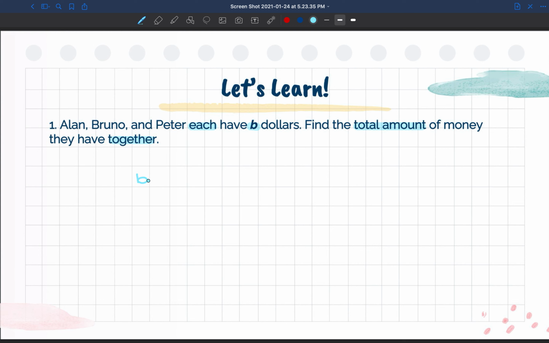So if Alan has B dollars, plus Bruno has money, plus Peter has money, and we're adding because we're trying to find out how much money in total they have here. We can also represent this expression, if we want to simplify it, as 3 times B, because there are 3 boys, 3 B's. B represents dollars. We can also simplify it as 3B. And this is also multiplication, 3 times B, and 3 in this situation represents our coefficient.